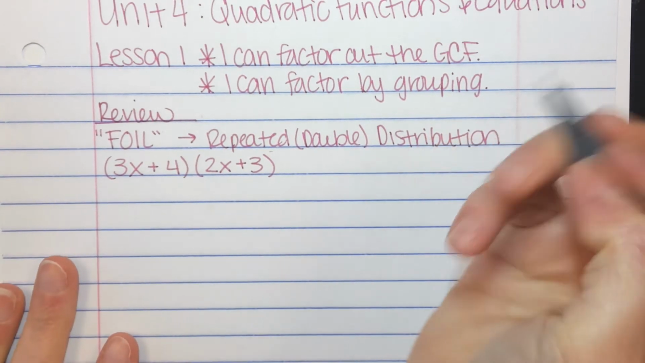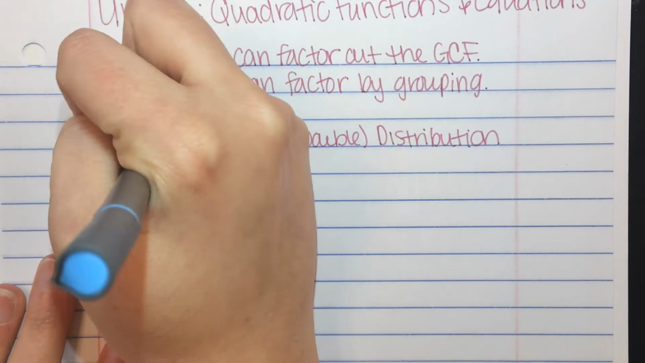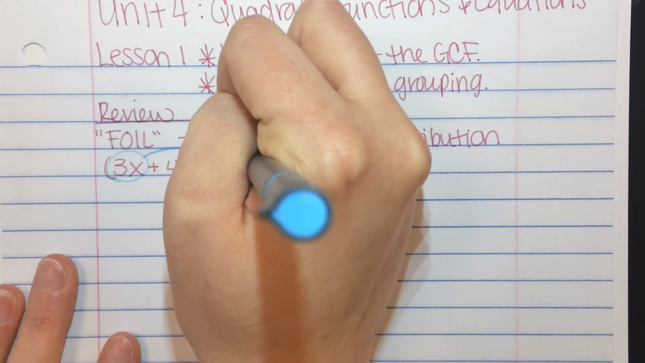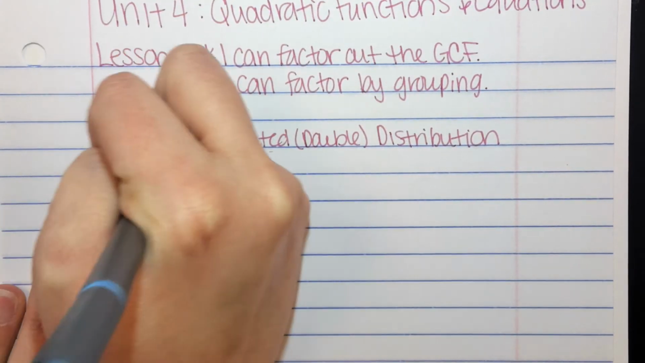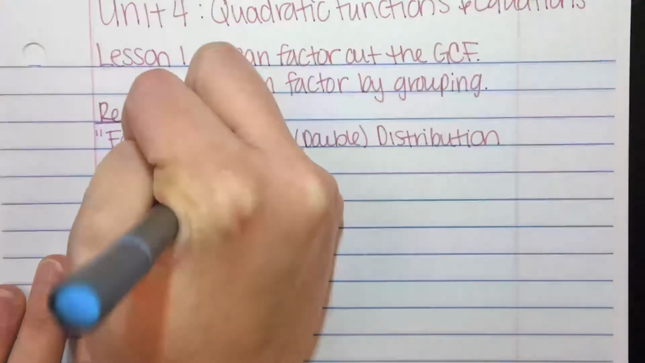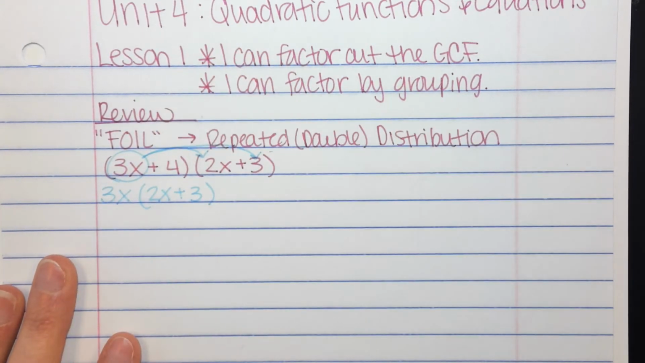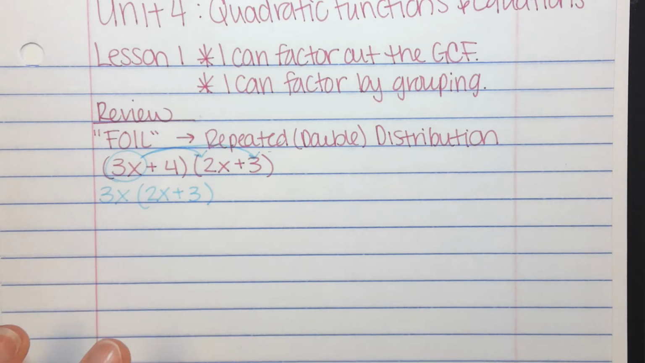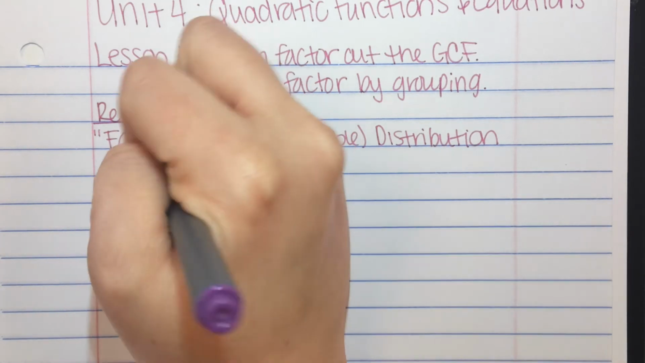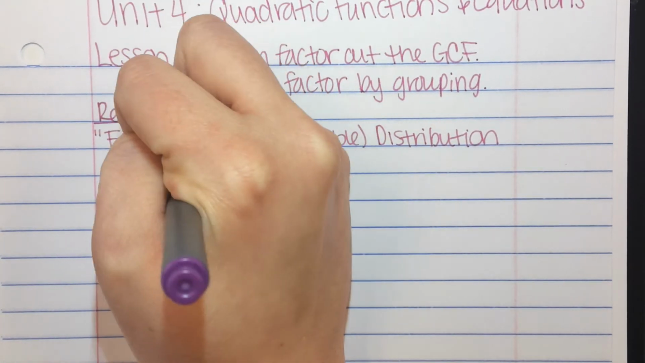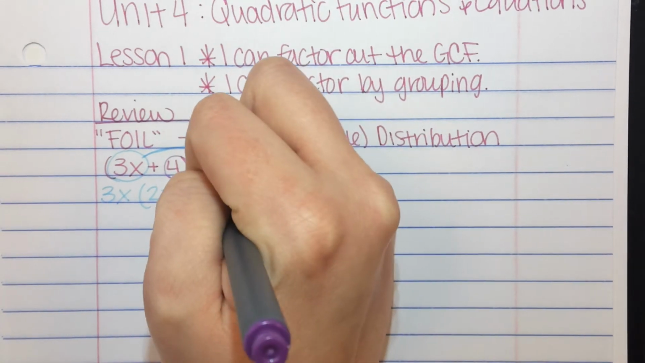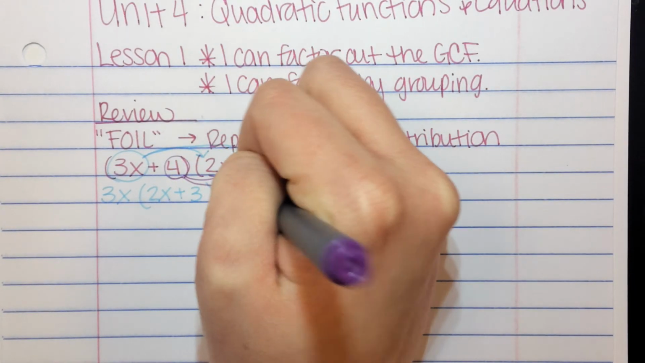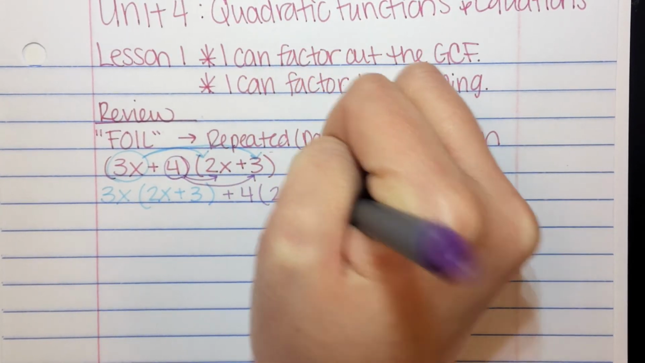All right, so I'm going to take this 3x and distribute it to the second quantity. So that's like doing 3x times the quantity 2x plus 3. Okay, and then I'm going to take, let me get a different color. Sorry. All right, so then I'm going to take 4 and distribute it to both of the other quantities. So that's like plus 4 times the quantity 2x plus 3.